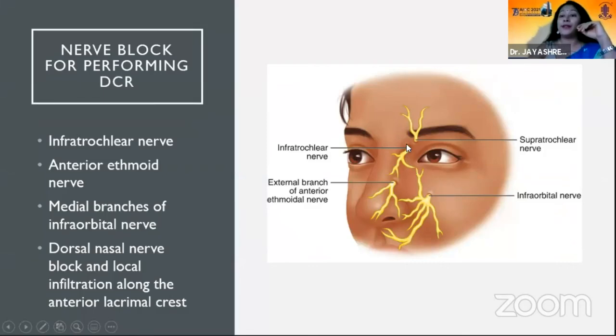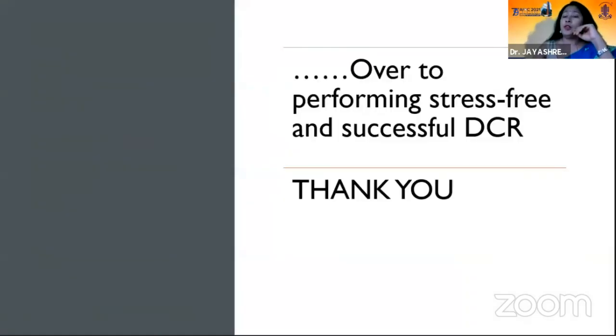At the upper end, where the MPL lies, we go posteriorly to the periosteum. We draw back a little bit, inject here, come back, and change the direction without moving out into the nasal area. So here we block the external branch of the anterior ethmoidal nerve and also the anterior lacrimal crest. And here we have another approach for the ethmoidal nerve, blocking it by the transcaruncular approach, and the infraorbital nerve is blocked at the junction of the medial one third and lateral two thirds. So with this much anatomy, we can now successfully perform a successful and stress-free DCR.